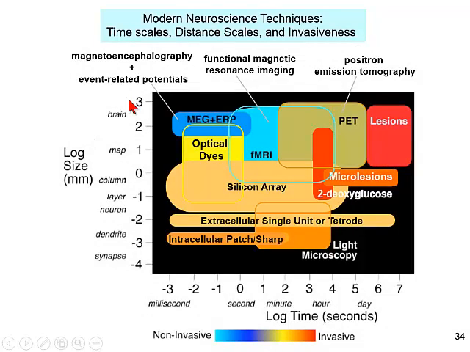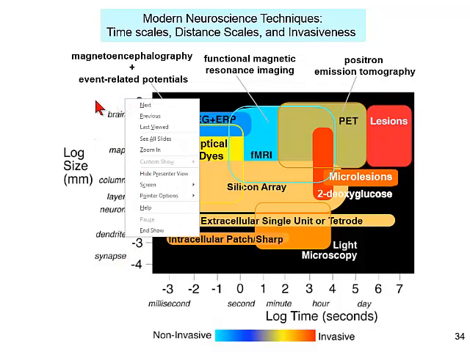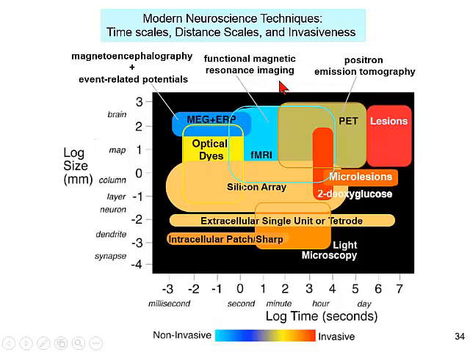So, summarizing what we've said today, for modern neuroscience, there are a large number of techniques, and these techniques run across a large range of timescales, 10 orders of magnitude in timescales, a large range in distance scales, 7 orders of magnitude in distance scales, and they range in invasiveness from very, very invasive to you can just see it using an external machine. So we've talked about intracellular electrodes, patch clamp. We've talked about light microscopy, which allows one to visualize action potentials.